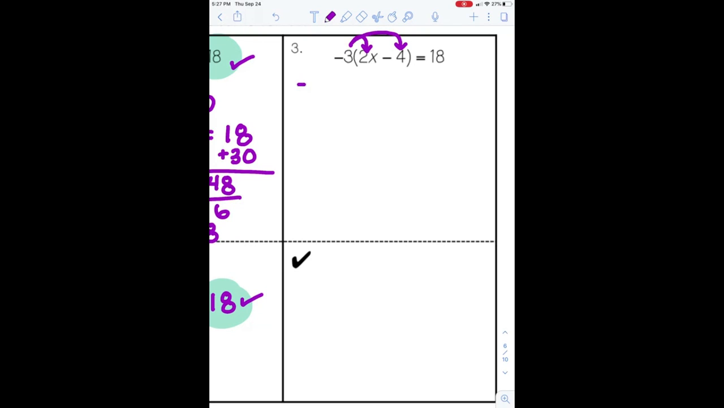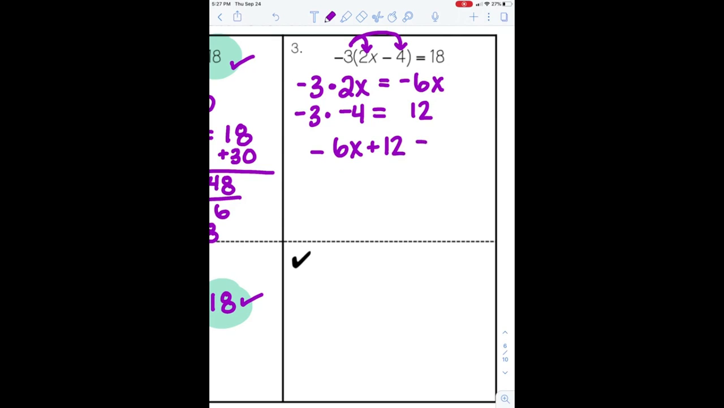So here I'm going to distribute my -3 to my 2x by doing -3 times 2x. And then I'm going to distribute my -3 to my -4. So -3 times 2x is going to give me a -6x. And -3 times -4 is going to give me 12. So I've got -6x plus 12 equals 18.